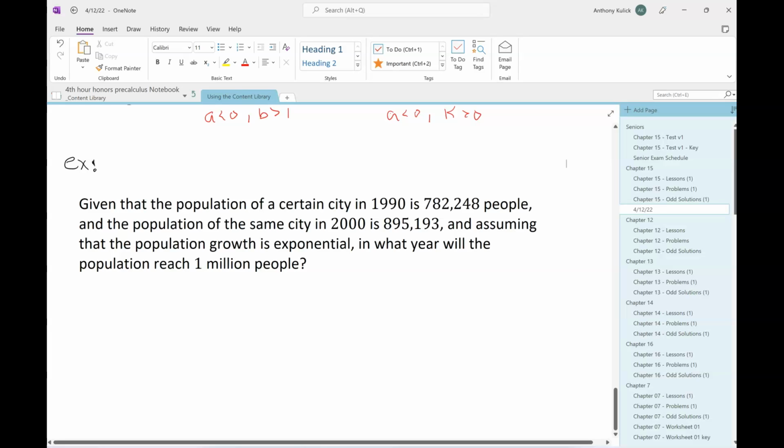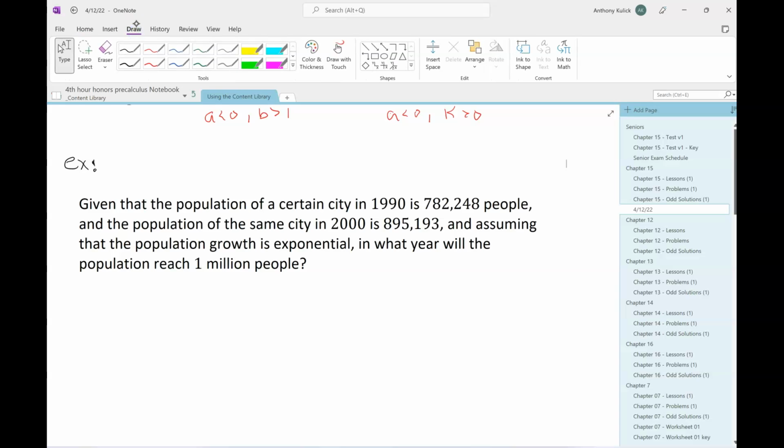So here's my first one that we'll look at. It says, given the population of a certain city in 1990 is 782,248 people, and the population of the same city in 2000 is 895,193 people, and assuming the population growth is exponential, in what year will the population reach 1 million people?